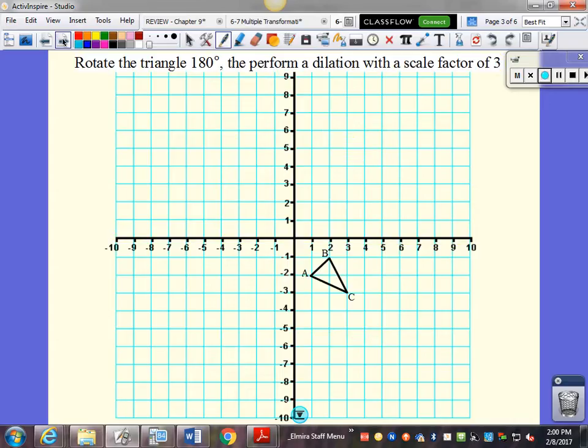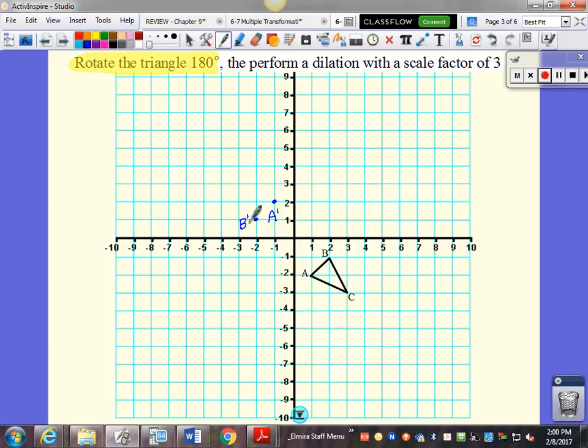Okay, the next one says rotate the triangle 180, then do a dilation with a scale factor of 3. So the first thing it wants is that rotation of 180. We learned lots of strategies to do rotations in class. You can always watch the video again if you're not sure how to do rotations. So I'm going to do the method where I just remember that if A is right 1 and down 2, A prime is going to be left 1 and up 2.